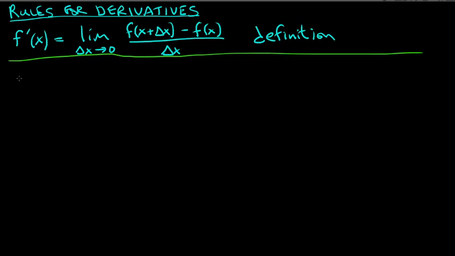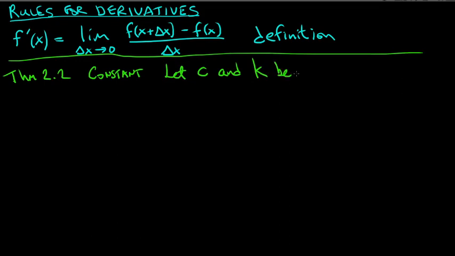So let's just start with our first rule. And maybe I'll label it as it is in the book. This is theorem 2.2. But this is really just if you're taking the derivative of a constant. So here, let's let c, and later we'll use k, be real numbers, so that means constants.